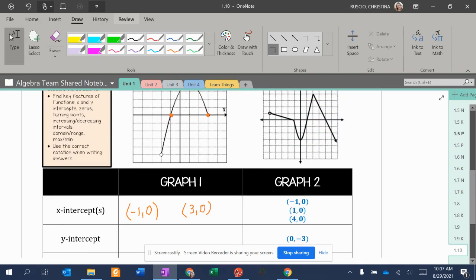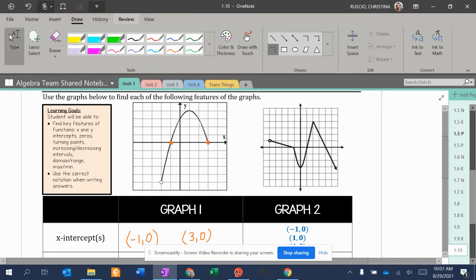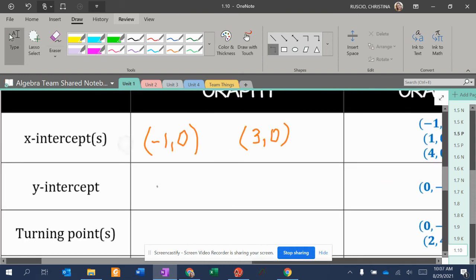Okay, let's take a look at the y-intercept. The y-intercept is also a point. It's the point on this graph where it crosses the y-axis. In this case, it's at (0, 3).